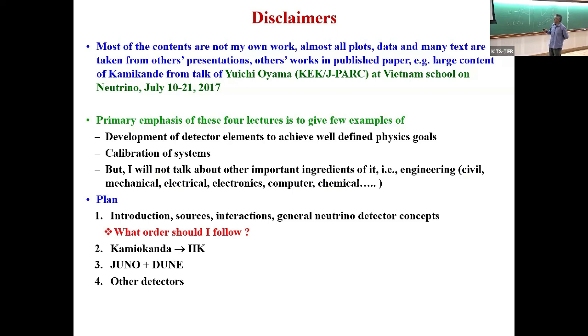A big experiment involves physicists, theorists, experimental physicists, civil engineers, mechanical engineers, electrical engineers, electronics and computer engineers, and chemical engineers. These play much more important roles, particularly when you go for neutrino detectors. Chemical engineering plays a big role there, but I may touch upon it only a little bit, and will almost not talk about it.